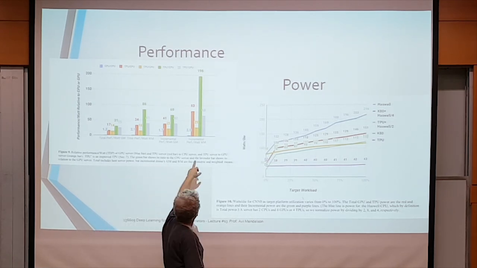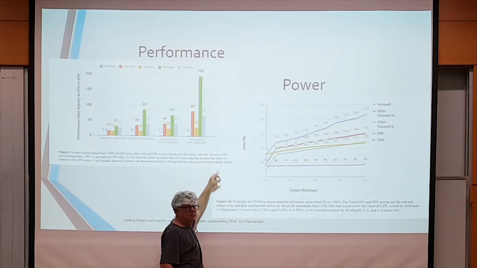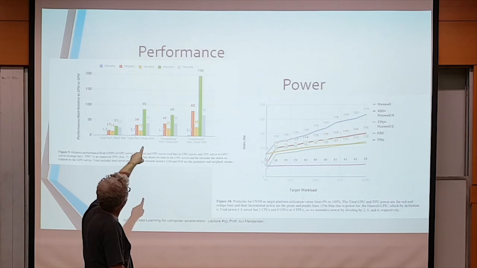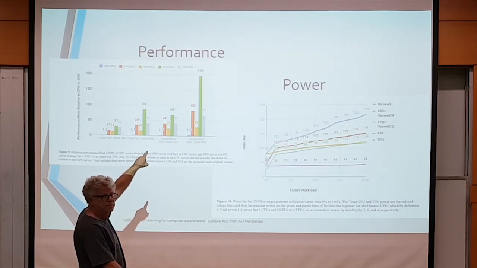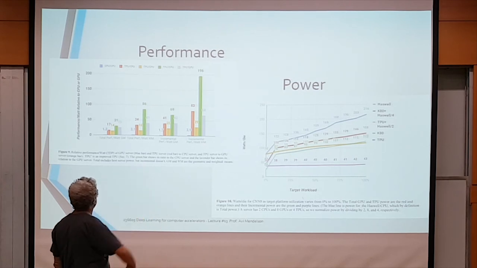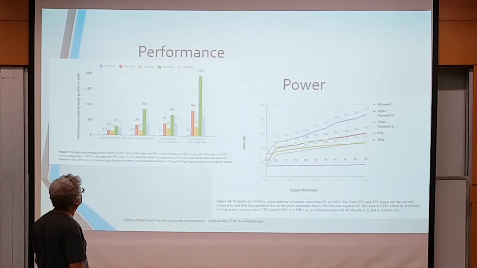Can you point to this one? Which one is it? The purple line, the rightmost, is TPU versus GPU. Ah, it's the gray one. It's purple? Then the gray one. Okay, 68. Okay.